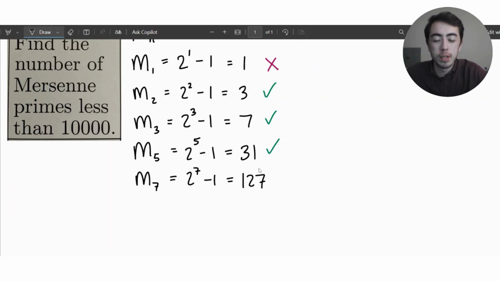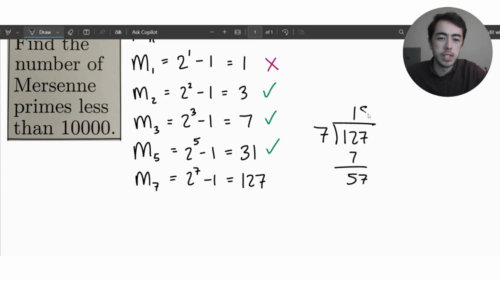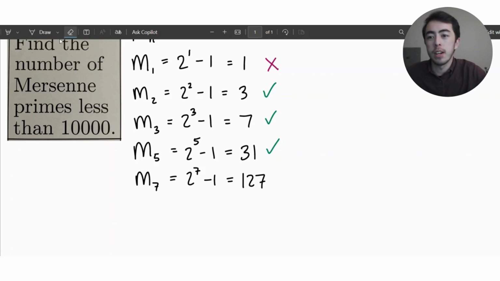Let's see, checking divisibility by 3. If I add the digits, then I get 10. 10 is not divisible by 3, and that shows me that 127 is not divisible by 3. It's not divisible by 5 because it doesn't end in a 0 or a 5. Let me do a little bit of long division to figure out if it's divisible by 7. Okay, 7 doesn't go into 57 evenly. I think it goes into 56 evenly, that's 7 times 8. The division showed me that 7 isn't a factor.